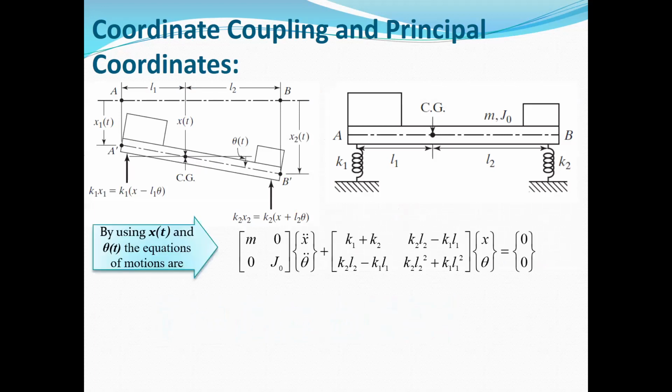The first assumption: we want to extract the equation of motion for this system by employing x(t) and theta(t) as our generalized coordinates. You know that because this is a system with 2 degrees of freedom, only 2 coordinates can be sufficient for the equation of motion for this system. So here we are using x(t) and theta.